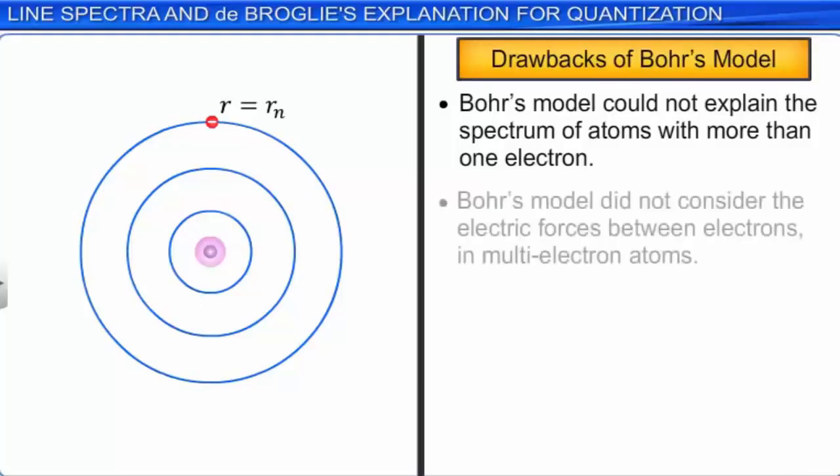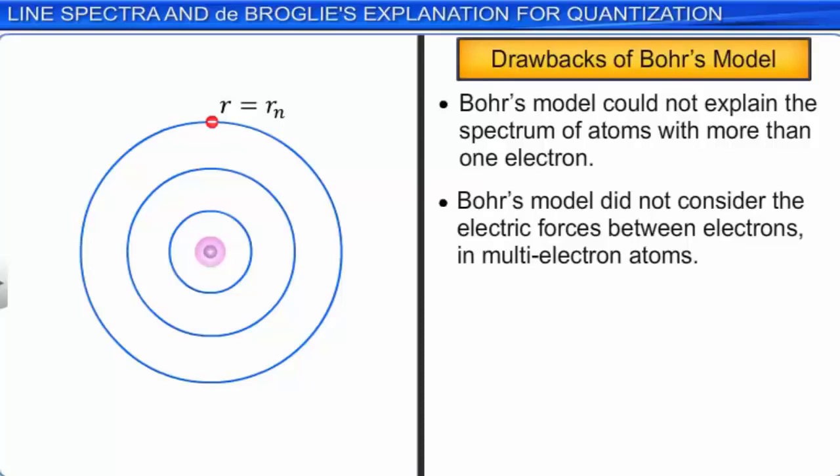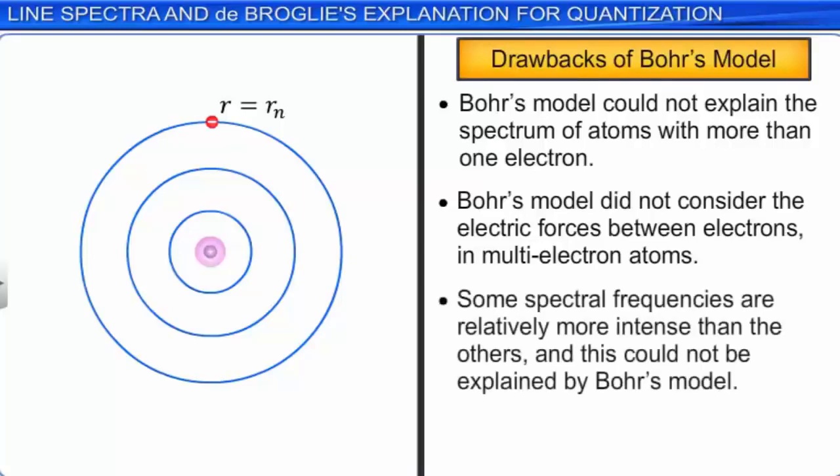Though the frequency of spectral lines was correctly predicted by Bohr's model, some frequencies are relatively more intense than the others. Bohr's model could not explain this fact. Thus, the atomic model of multi-electron atoms can be better understood by applying a new theory called the quantum theory.